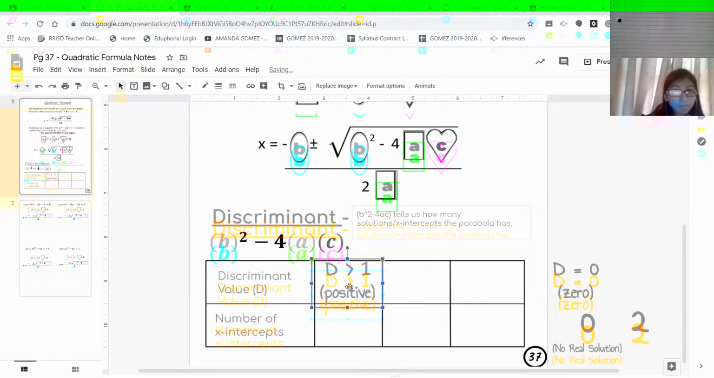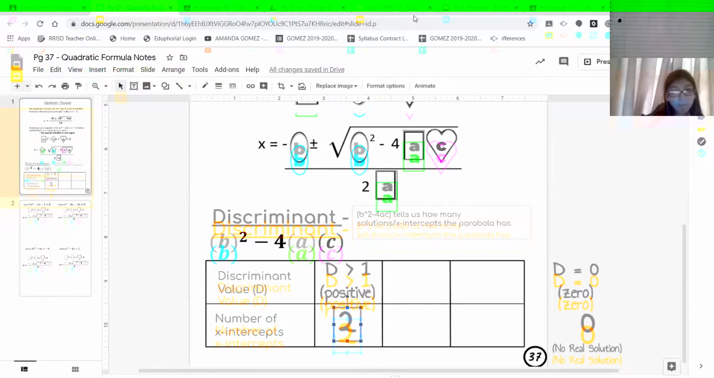What if I had a number that was greater than 0? Now, if b squared minus 4ac equals a number that's bigger than 0, then that actually means that we have 2 x-intercepts. So if we were to think about that, here I'm going to show you on a piece of paper. So if you'd like, you can even draw this in here.